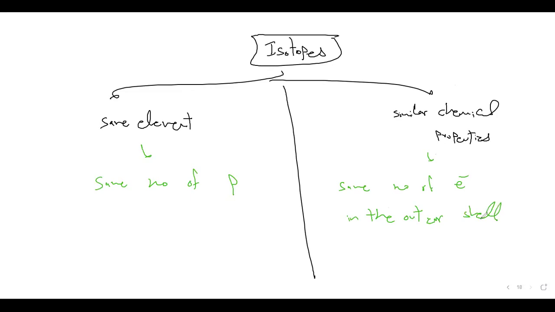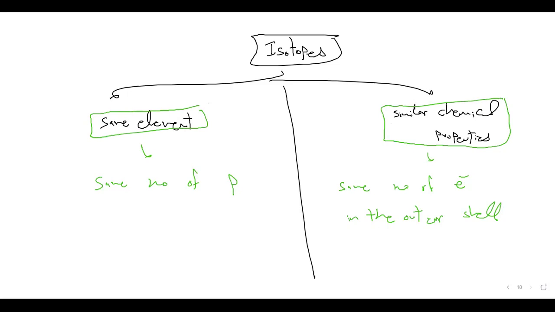So this is the difference between protons, neutrons, and electrons: they are the same element because they have the same number of protons, while they have similar chemical properties because they have the same number of electrons in the outer shell.